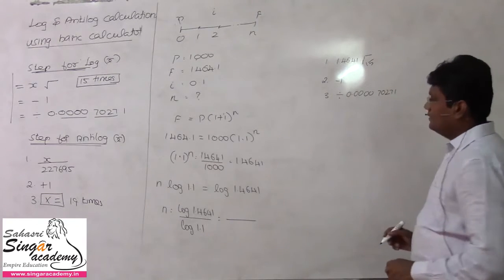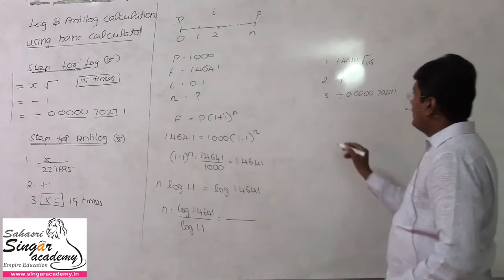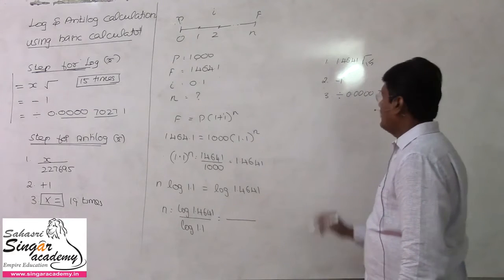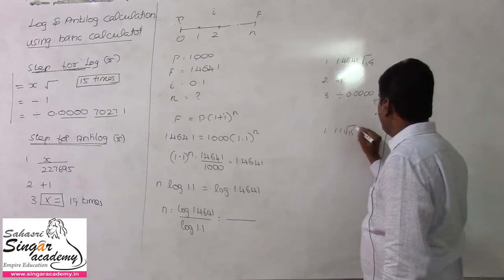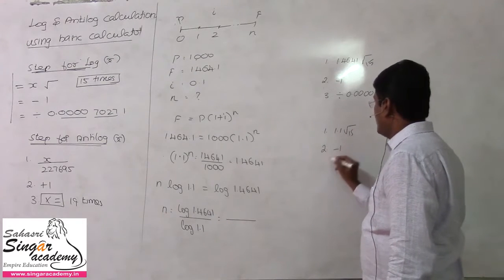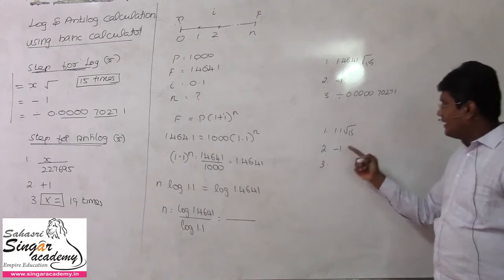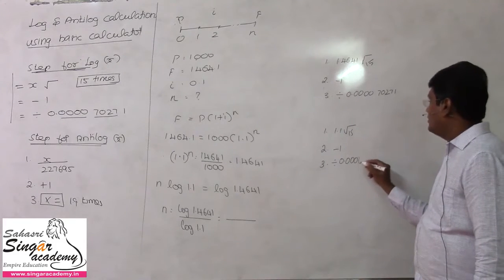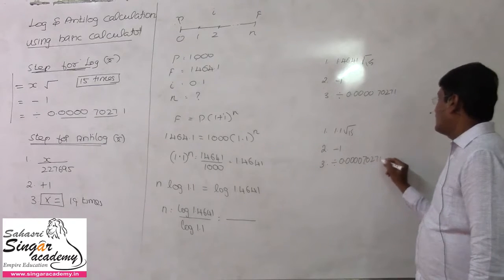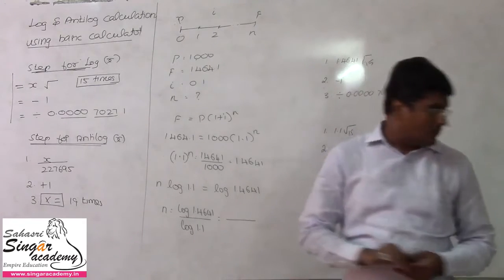You will be getting the log for the numerator. Repeat the same for the log for the denominator. 1.1, root 15 times, and second step minus 1. Third step, you have to divide this value by the special number 0.00007027. Now first I will finish up the first calculation.